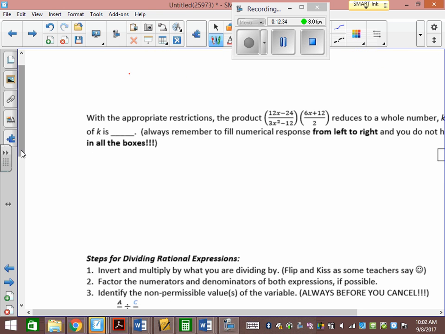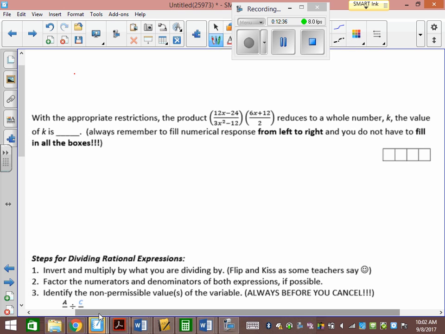Okay, I want to give this one because it's more of the style of a diploma style question. So with the appropriate restrictions, so I don't have to state NPVs, it's saying with the appropriate restrictions, the product. You guys need to know what that word is, because if they say that on the diploma, you can't be raising your hand and asking me, because no one in that room teaches math. You are going to be in usually the cafeteria, and there will not be a math teacher in there. I'm not allowed into that room.